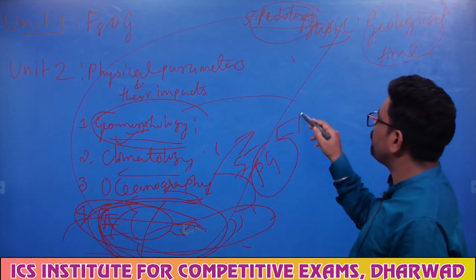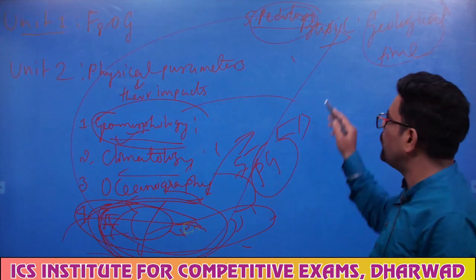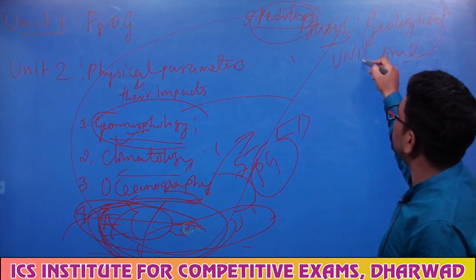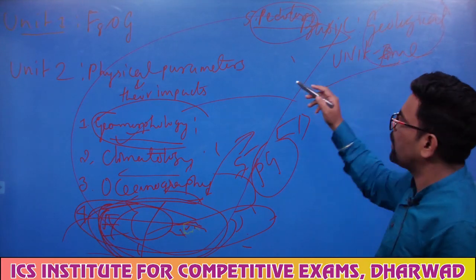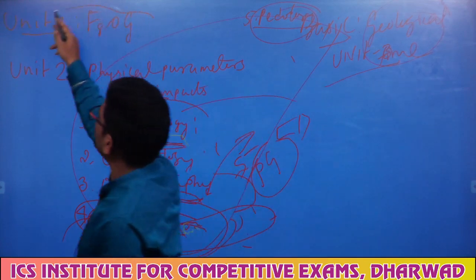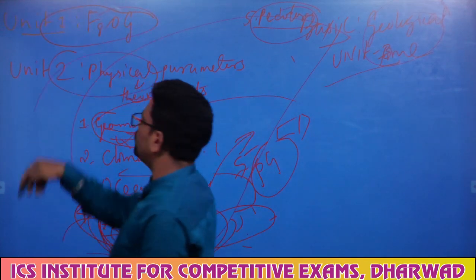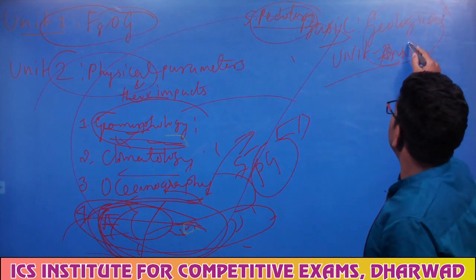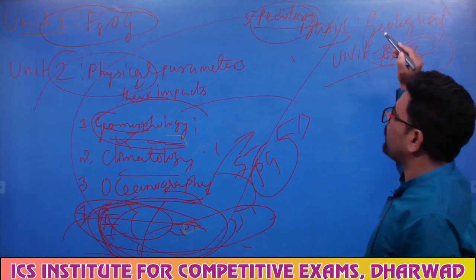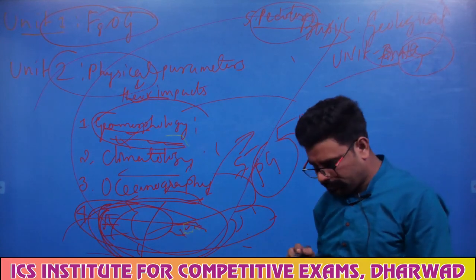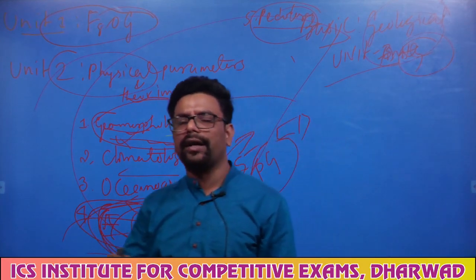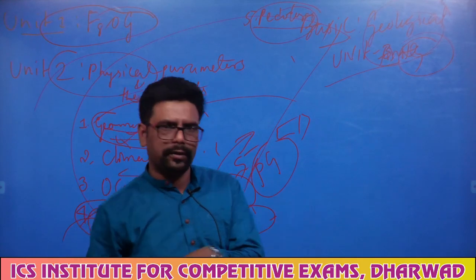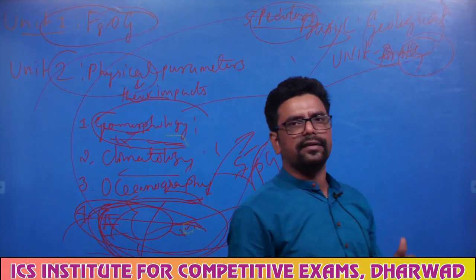Look at this, and if you have understood, one more unit I will tell you, that is unit number 3. Unit 1, what we have to know, is the fundamentals of geography, unit 2 is physical geography, and unit 3 is human geography. And when you talk about the human geography unit, this is also important for both prelims and mains, for both IAS and KAS.